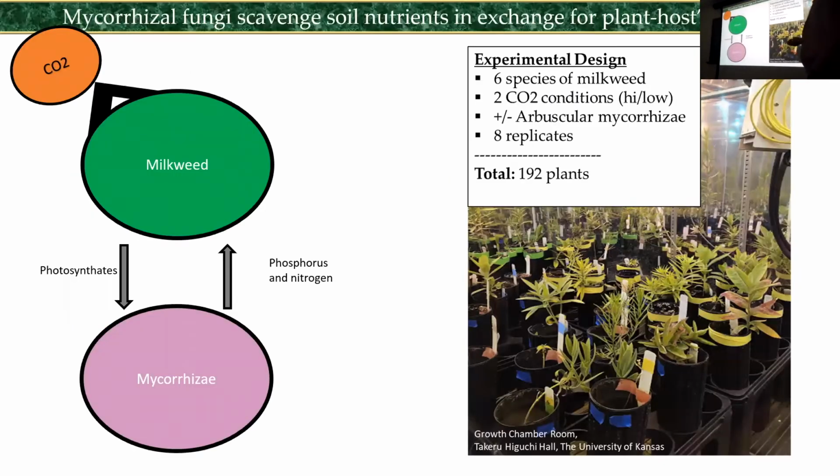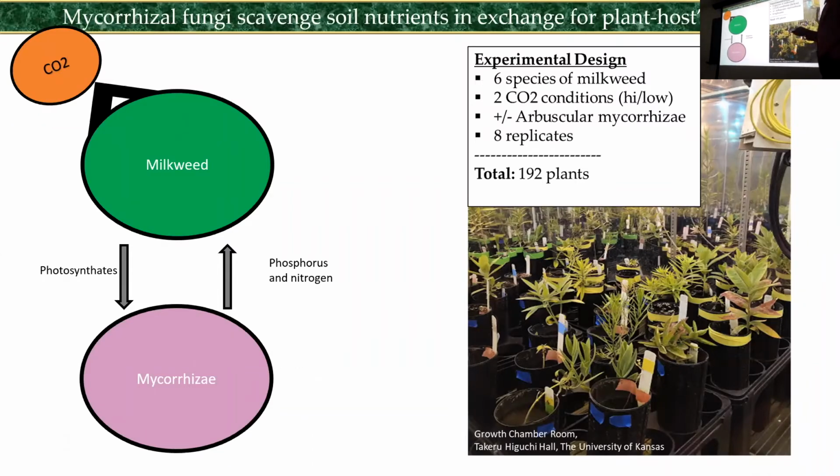So briefly, here was the experimental design in our study system. You had milkweed, and the soil was inoculated with mycorrhizal fungi, and then you had 2 different CO2 levels. So the 6 species of milkweed included Asclepias incarnata, Sullivantii, Syriaca, verticillata, viridis, as well as tuberosa. The 2 CO2 conditions included ambient levels as well as 3.5 times ambient level.